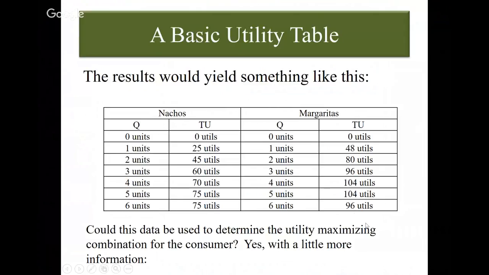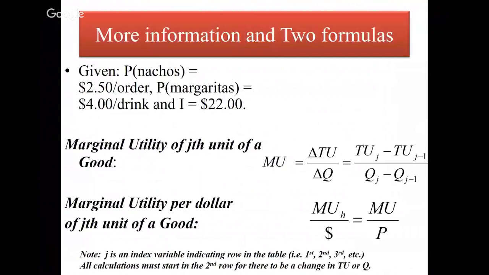So the thing is, what we want to do is start with this data and see if we can put together a better way to use this to determine the optimal combination. Remember, optimization is our theme. Optimization in this case is maximum utility within the limits of the budget. And so first things first, 2 formulas to introduce you to.